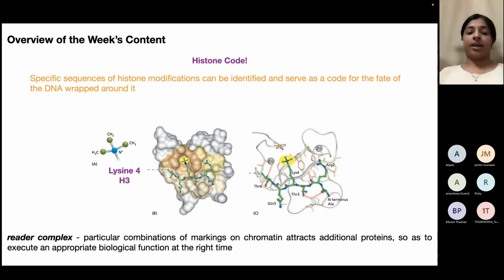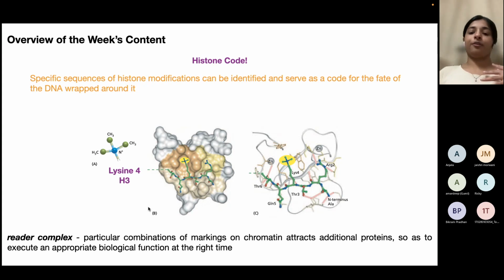And this can further attract other proteins to perform some other function, whatever that mark is. Meaning this is known as the histone code. That is, one particular mark means it's the fate of the DNA that is wrapped around it.